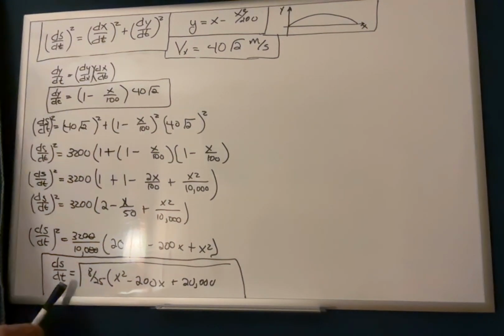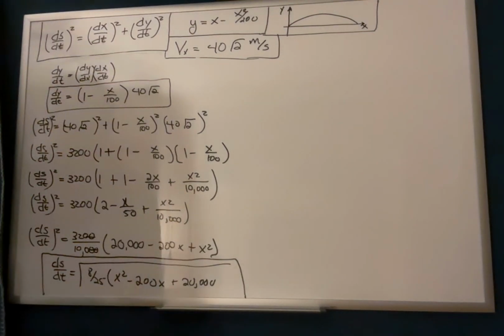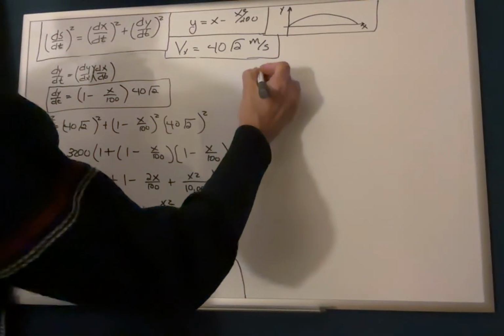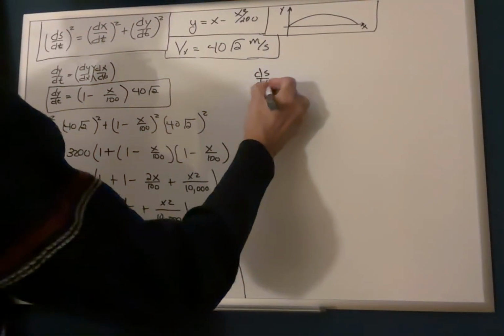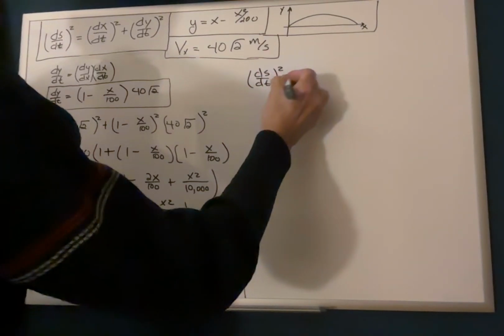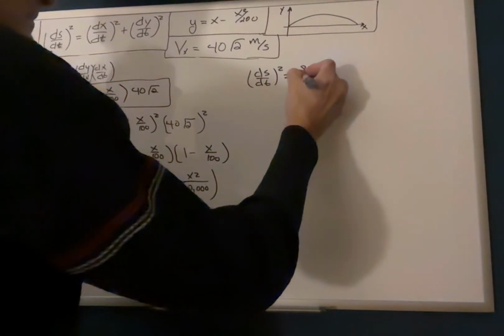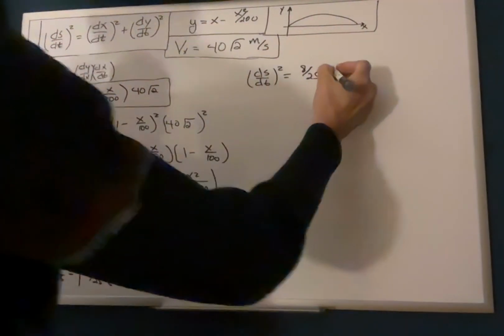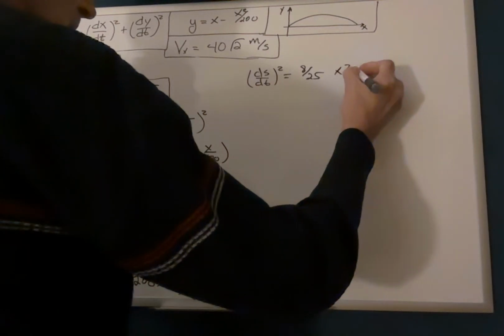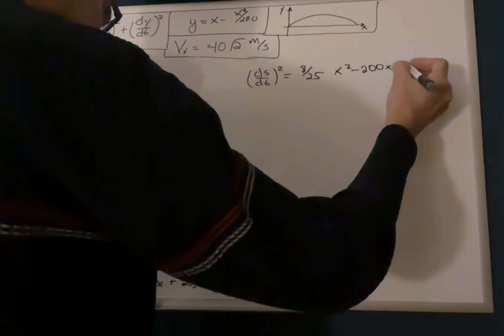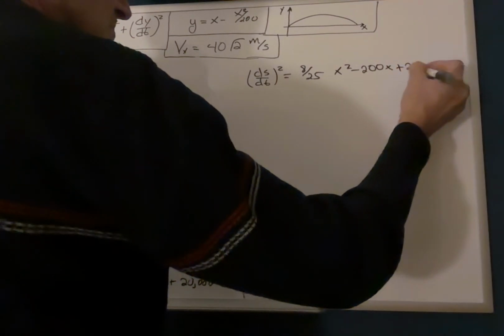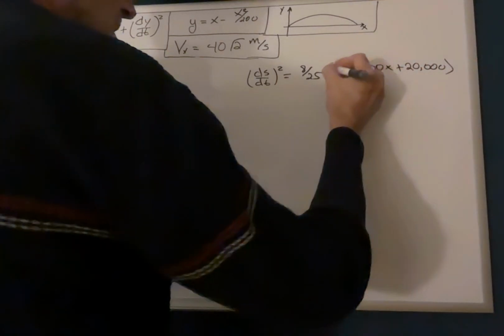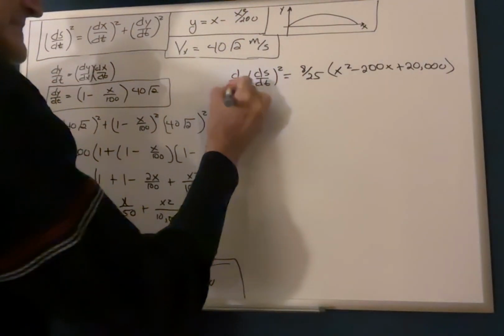Now, in order to find the acceleration, we have to take the derivative of this thing. I don't like taking derivatives of the square root, so we're just going to bring the square back over, and we're going to have (ds/dt) squared equal to 8 divided by 25 times x squared. Can I use x squared? Yeah, sure, why not? X squared minus 200x plus 20,000. And we're going to take the derivative with respect to t of both sides.